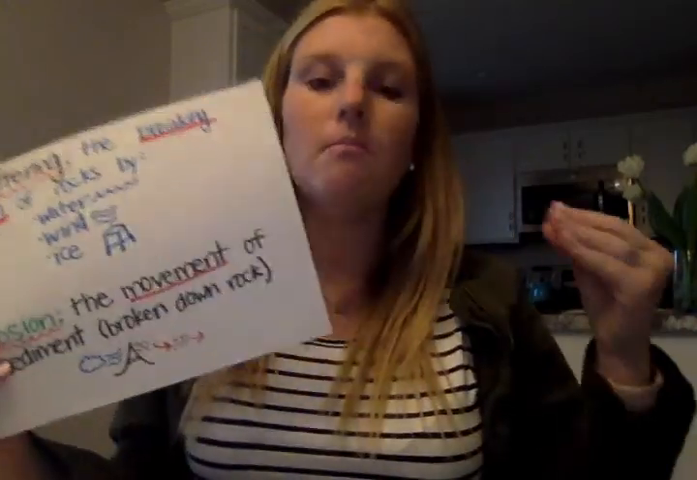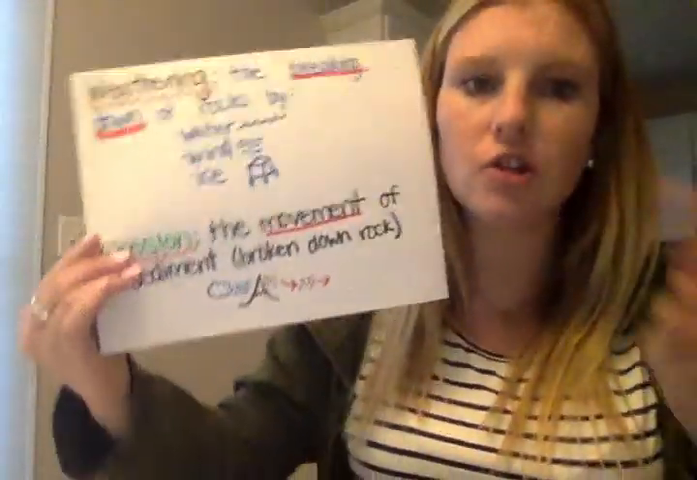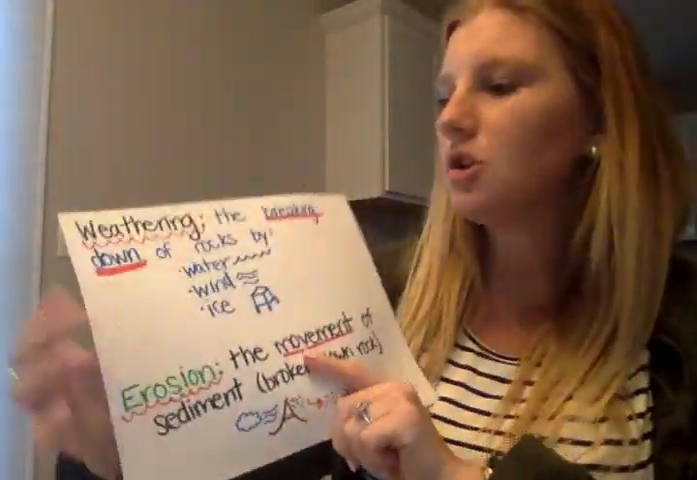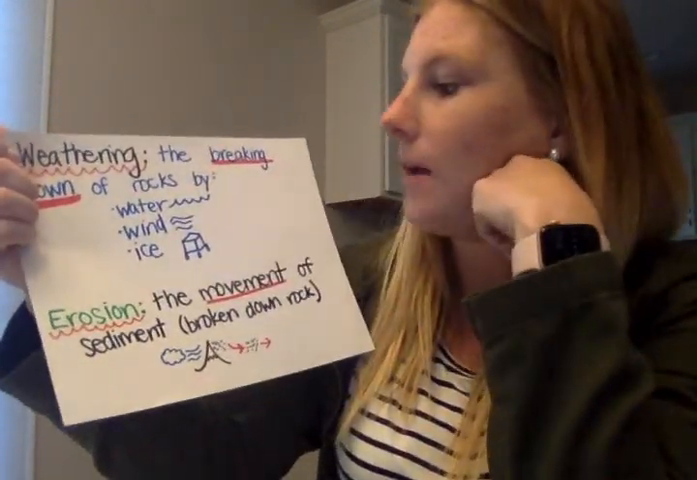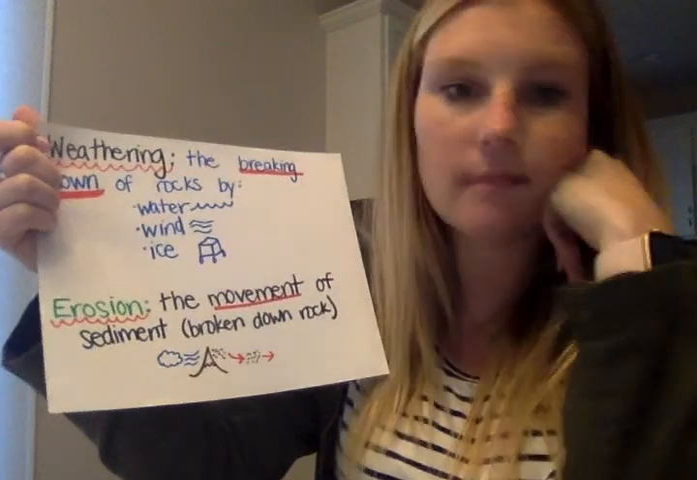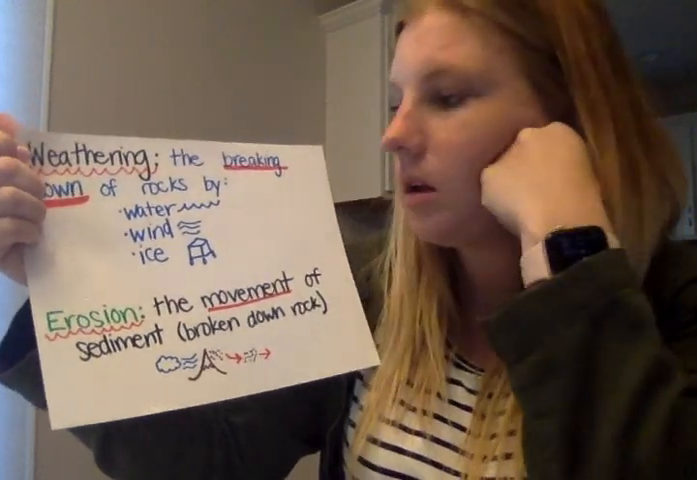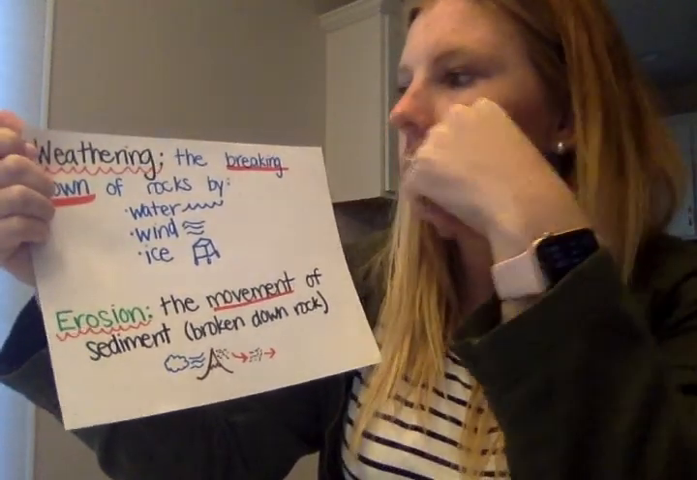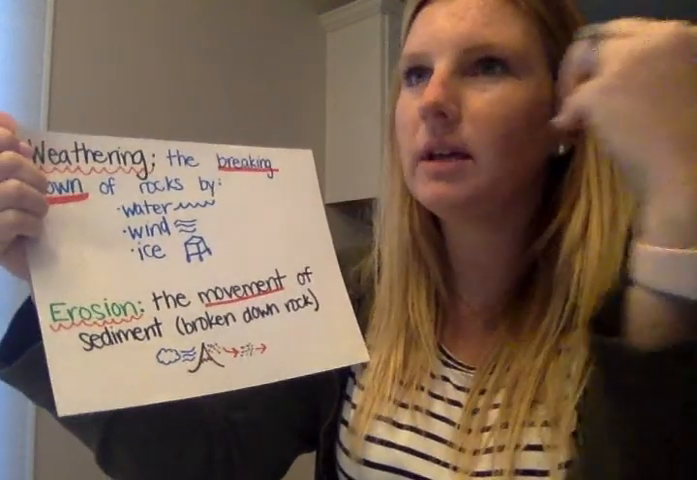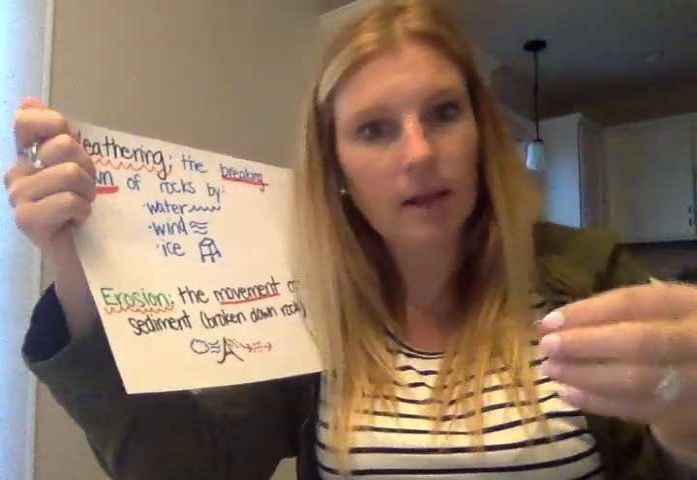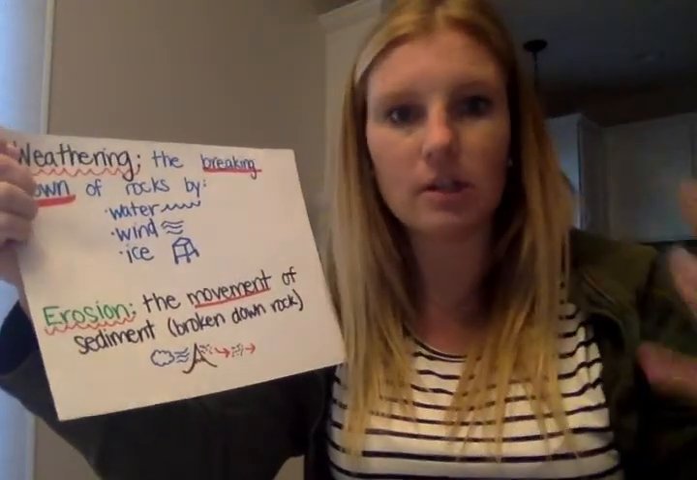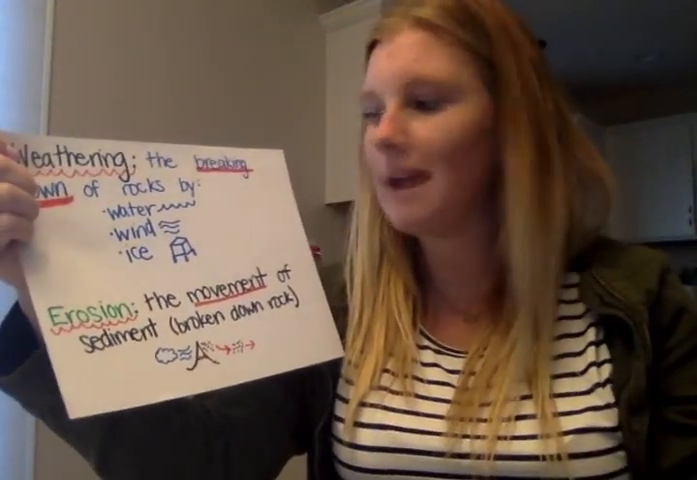So weathering and erosion, they go hand in hand, but they are two different things. So we have weathering. This is the breaking down of rocks by water, wind, and ice. So weathering naturally just happens. You can see it happen on the roads, like cracks can start to form or it starts to fade. Weathering naturally happens.